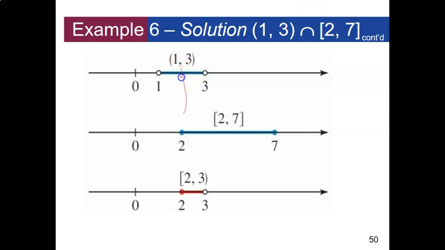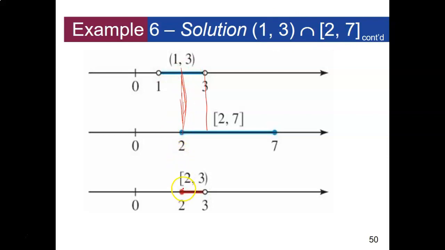Okay, if we look, this is going to be this part in here. The part from 2 to 3 is the overlapped part. The hard part becomes, do we include the 2 or do we include the 3? For it to be an intersection, it has to be in this set and also in this set.